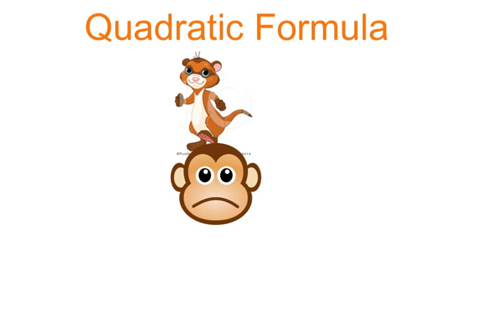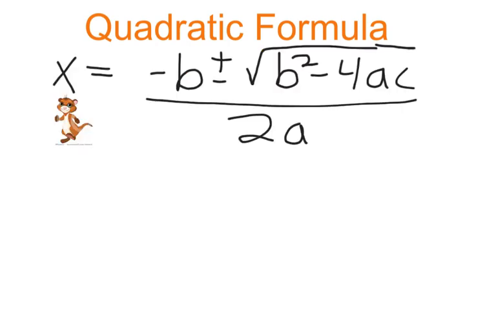Now we're going to put a little twist on that song. And it goes, x equals negative b plus or minus square root b squared minus 4ac on top of 2a. Alright, you try it with me. x equals negative b plus or minus square root b squared minus 4ac on top of 2a.